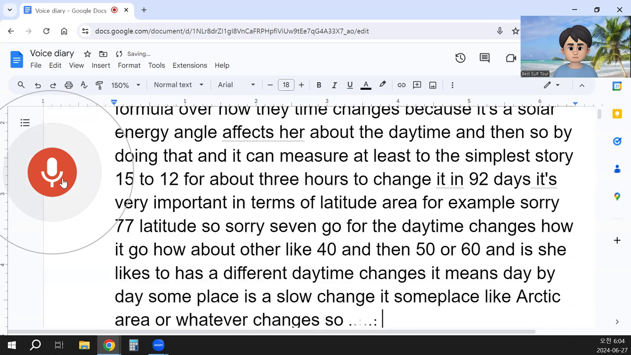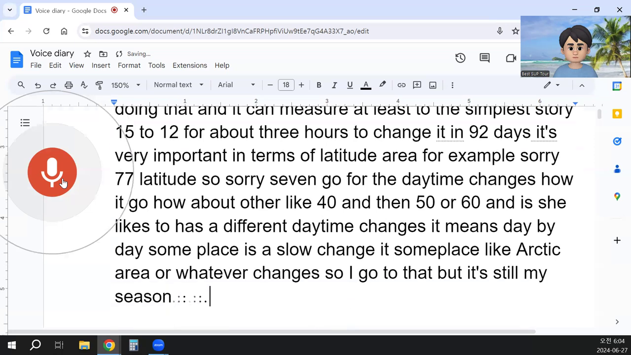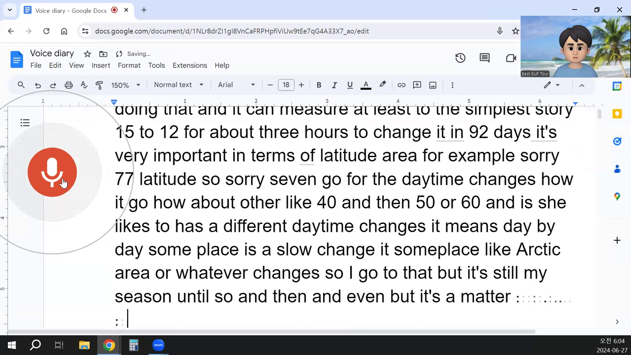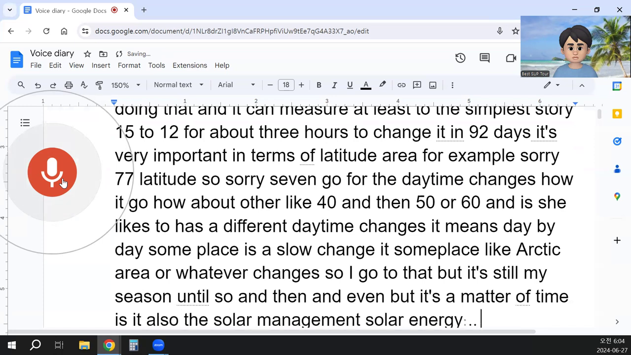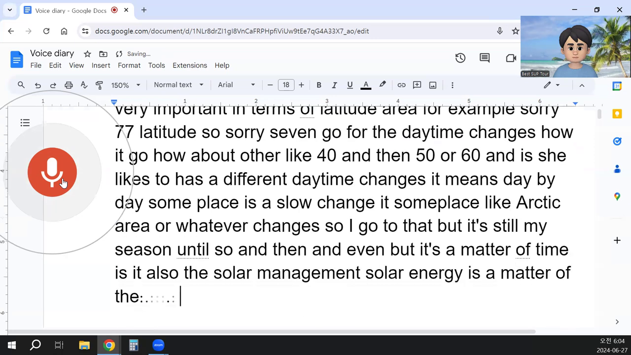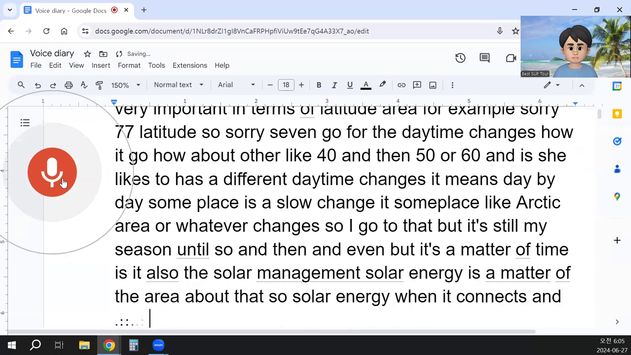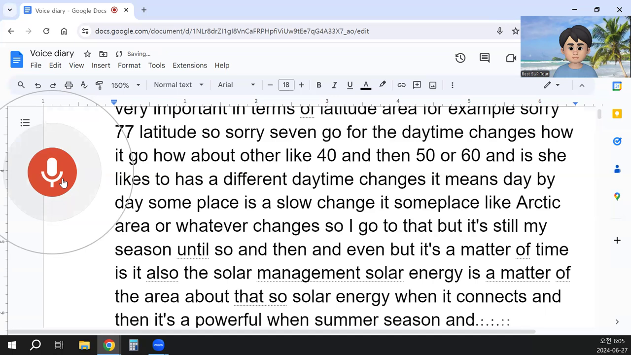It is stabilized in the summer season until the autumn equinox, until it goes to half and half. But the matter is that solar energy also matters in the area. Solar energy is quite different at the equinox and the solstice. The solar energy is powerful at the summer solstice. And how about the equinox?